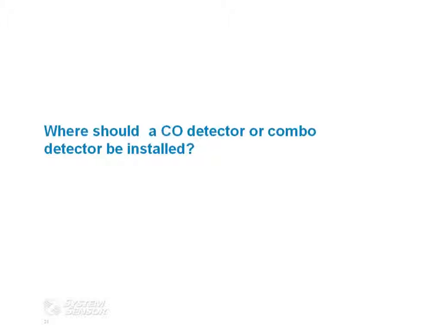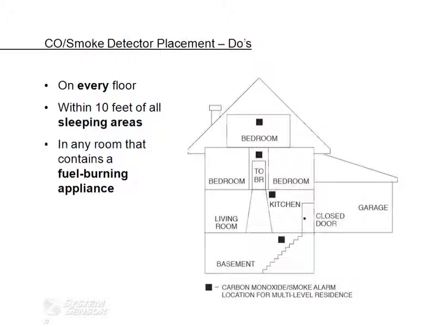So with that understanding and taking a look at that third-party data, we have some recommendations as to where a CO detector or a combination CO and smoke detector should be installed. Some of the do's is that we recommend it be placed on every single floor and within 10 feet of all sleeping areas. We also want to have it within any room that contains a fuel-burning appliance.